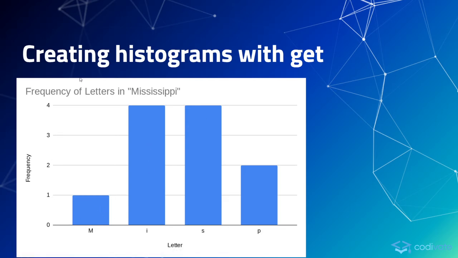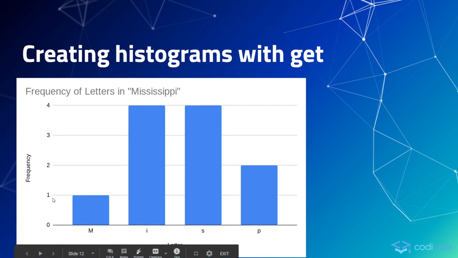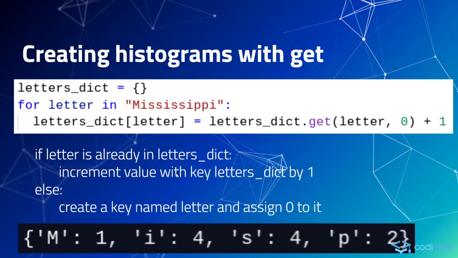For example, if we wanted to see the frequency of letters in Mississippi, we have 1 M, 4 I's, 4 S's, and 2 P's. So how would we create this with Python using our get method? Let's take a look at how we would do it.